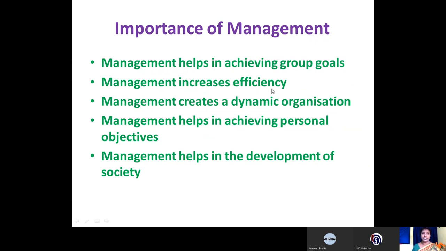Management also increases efficiency. When I taught you about efficiency, I said efficiency is getting things done effectively, but also with minimum cost and resources. So how can you achieve this? Only through proper management. The third importance of management is that management creates a dynamic organization which can change according to the changing times. We understand, students, that at present the situation in our country is fast evolving. It's dynamic in nature. We suddenly jumped into a situation where something like COVID-19 attacked not only the country but the entire globe. So how has it affected business? Business has had to think differently. This is called dynamicism.